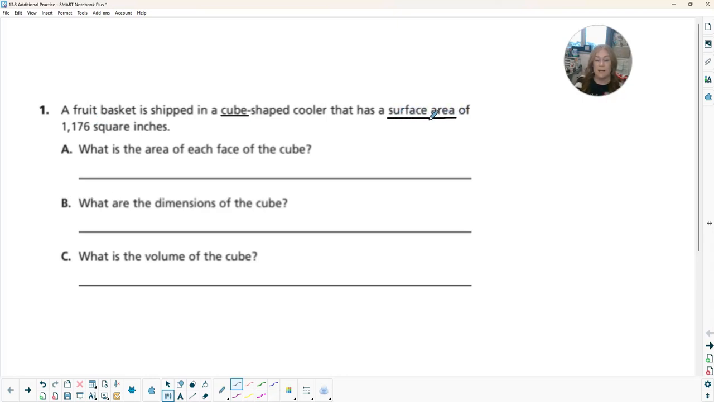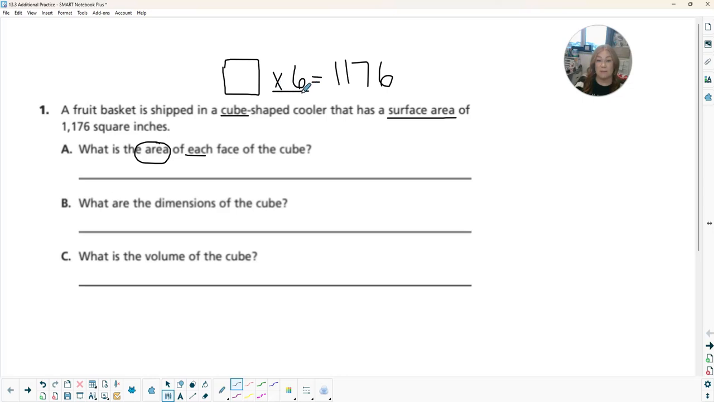So surface area is telling us the total area of each of the outside of those squares. So we know we have this cube, we have this square, and we have 6 of these to equal 1,176. So what is the area of each face of the cube, right? So we need to find one of these squares. So this square times 6 equals this. So we're looking for this one square alone.